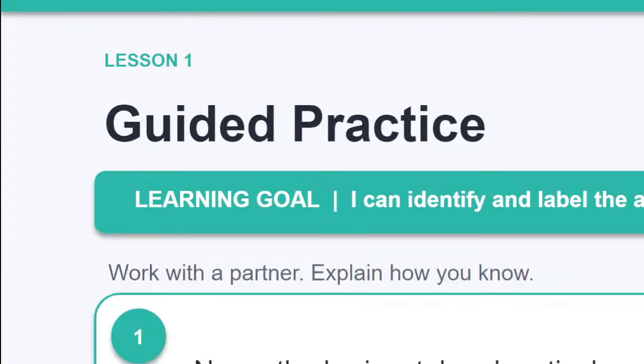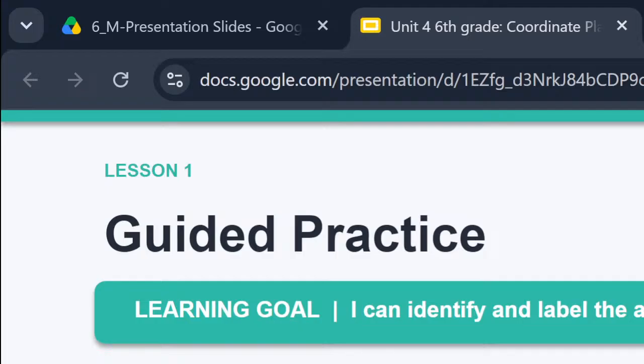Guided practice: work with a partner. Explain how you know. Number 1, name the horizontal and vertical axes. Number 2, which ordered pair names the origin? Number 3, in which quadrant is x negative and y positive? Number 4, explain how the axes divide the plane.